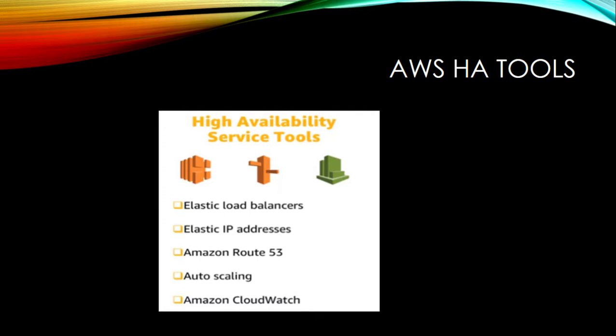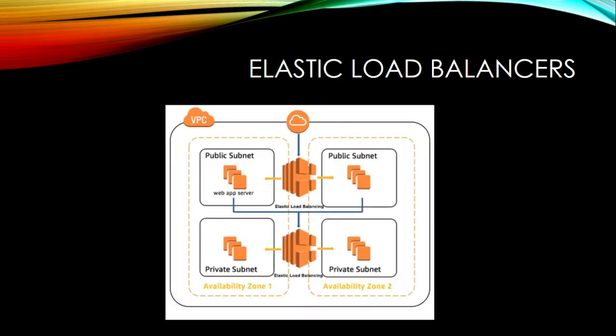First we have the elastic load balancers, or ELBs as they are known. This is a service that distributes incoming traffic or loads amongst your instances. ELB can also send metrics to Amazon CloudWatch, which is a managed monitoring service. We will discuss more about that later in this module.